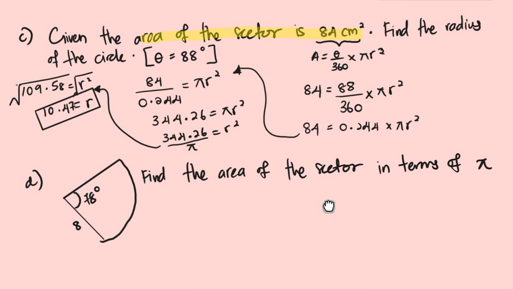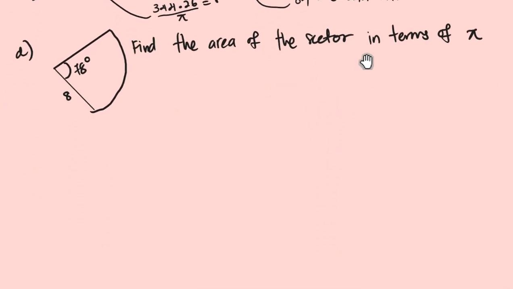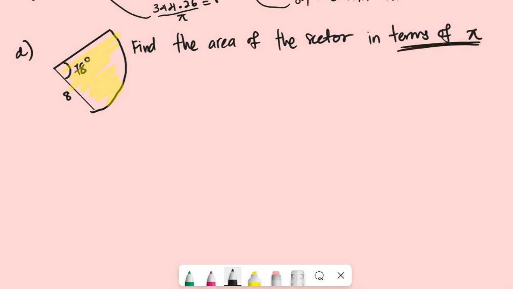Okay. Now the last example, question D. They said find the area of the sector in terms of pi. So this is the sector. They asked me to find the area of this whole thing, but in terms of pi. If the question says in terms of pi, that means I'm not calculating the pi value inside. So I know the area equals the angle at the center, which usually I call theta, over 360 degrees times pi r squared.